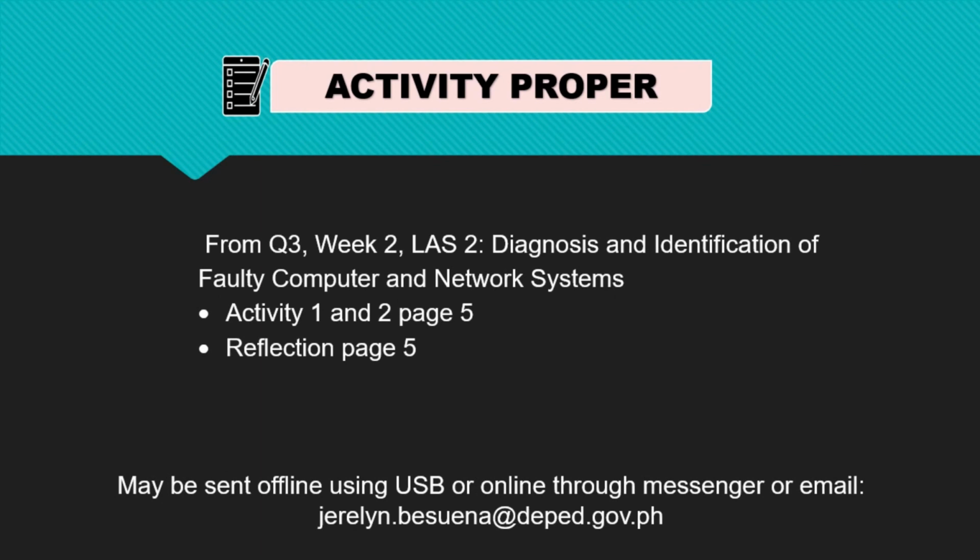And it's now time for your activities. From your Quarter 3, Week 2, Lesson 2, diagnosis and identification of faulty computer and network systems, answer Activities 1 and 2 on page 5, and then the reflection also on page 5. Once done, you may send it offline or using USB, or online through Messenger or email.